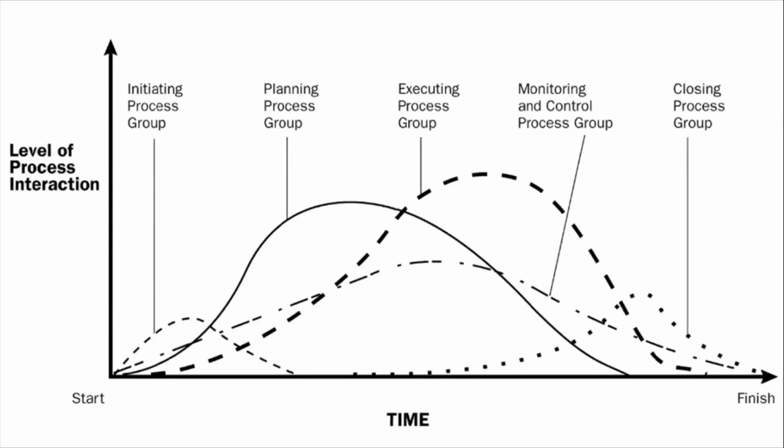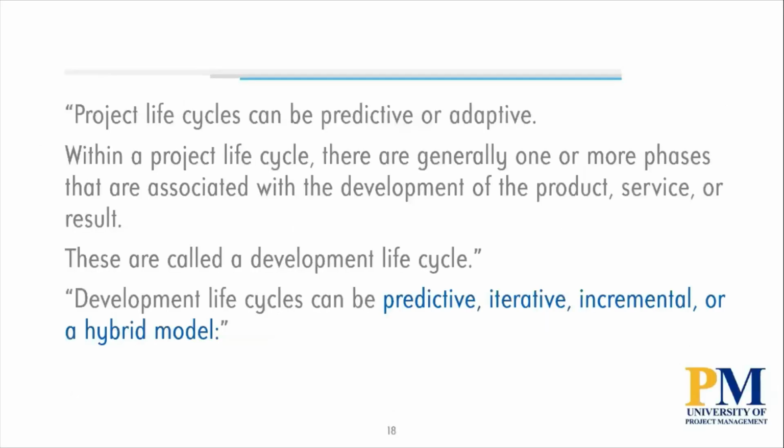So here you can clearly see that some of these phases, multiples of them occur at the same time. Project life cycles can also be predictive or adaptive. With a project life cycle, there's generally one or more phases, and these are called the development life cycle: predictive, iterative, incremental, or even hybrid.